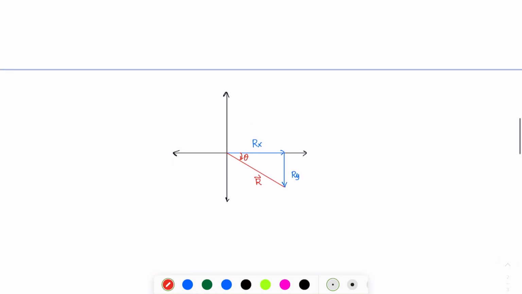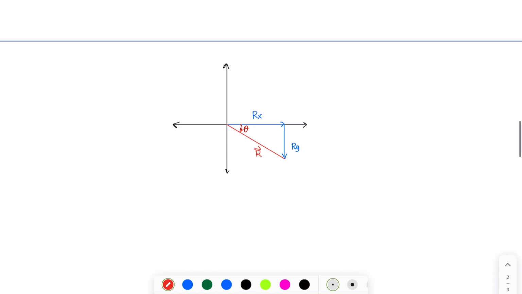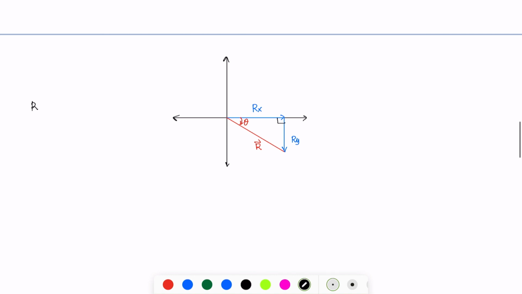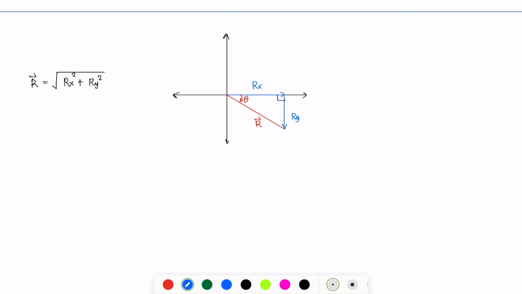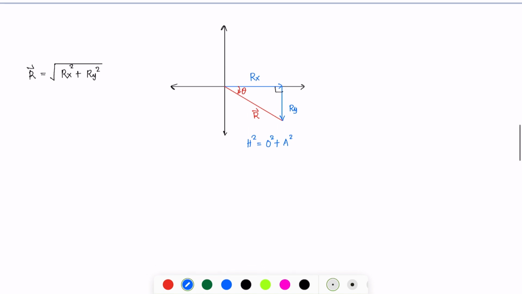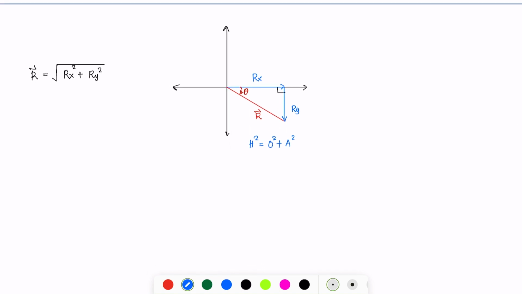Now, I'm not going to explain this further, but I'm hoping it's apparent that for the resultant vector, you simply get the square root of R sub x squared plus R sub y squared. And this is basically just your Pythagorean theorem. If you're not convinced, recall the Pythagorean theorem says that the square of the hypotenuse is equal to the sum of the squares of the opposite side and the adjacent side. Now, in the context of this specific right triangle, the hypotenuse, which is opposite to the 90 degrees, is your R.